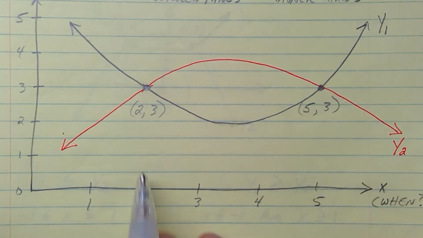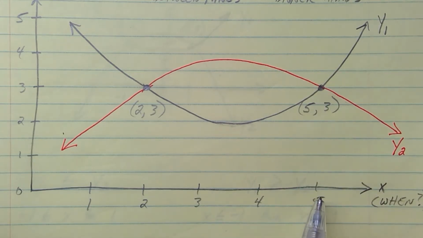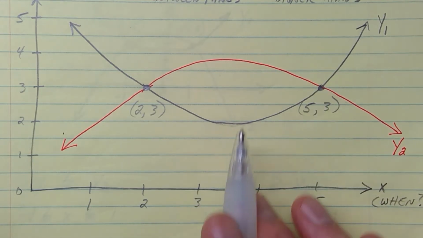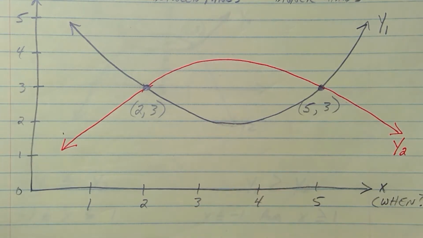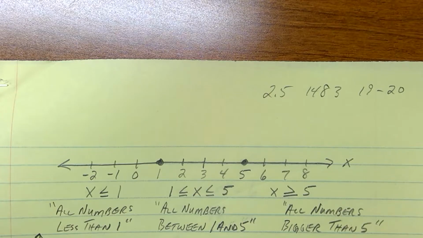So after 2 hours, we had an intersection, and after 5 hours, we had an intersection. And then be able to explain when one graph is above or below the other graph. First of all, let's review how to explain the different sections of the graph. I have a dot on 1 and a dot on 5. So I've broken this graph into 3 sections.